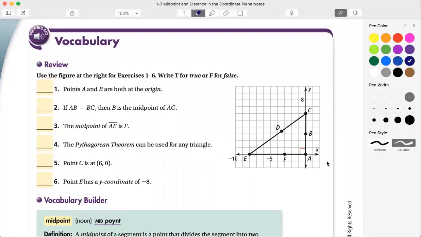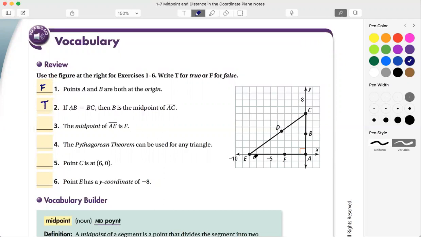So we're going to use a figure at the right. Notice this figure, by the way, is drawn in the coordinate plane. So we're going to start bringing this together. All right, so points A and B are both at the origin. Is that true or is that false? Well, only point A is at the origin, so this is false. All right, if AB equals BC, then B is the midpoint of AC. Well, that's true. That's the definition, isn't it?